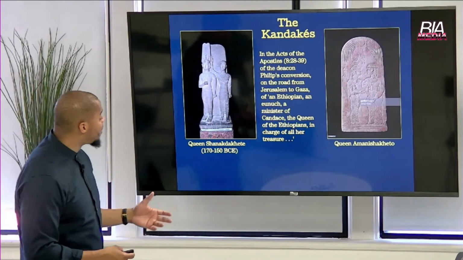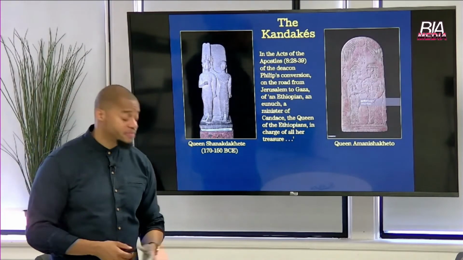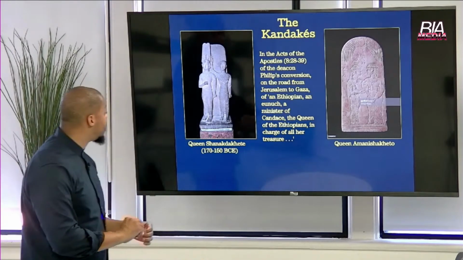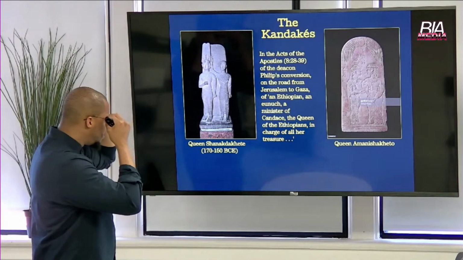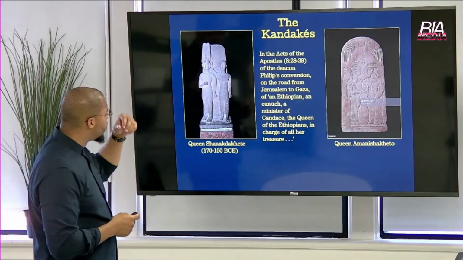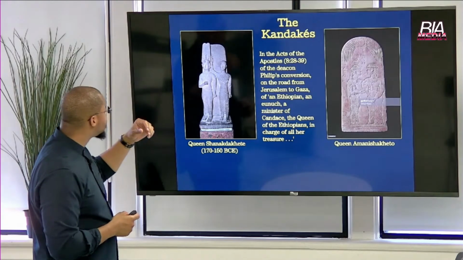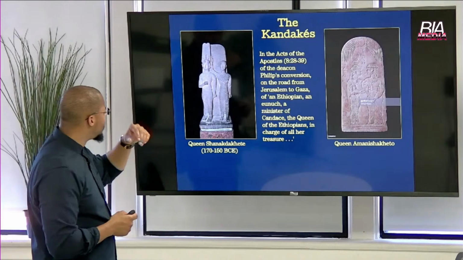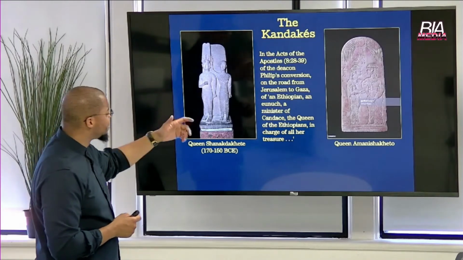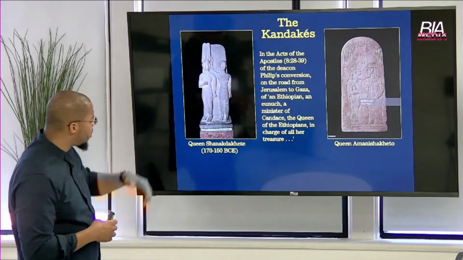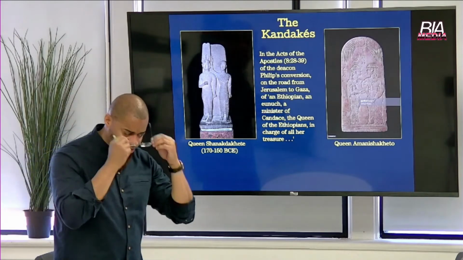They're so powerful that, again, they're mentioned in the Bible as well. I think this is Acts. We see the conversion of one of her eunuchs. It says, "An Ethiopian, a eunuch, a minister of Candace, the queen of the Ethiopians, in charge of all her treasure." This eunuch was converted to Christianity.